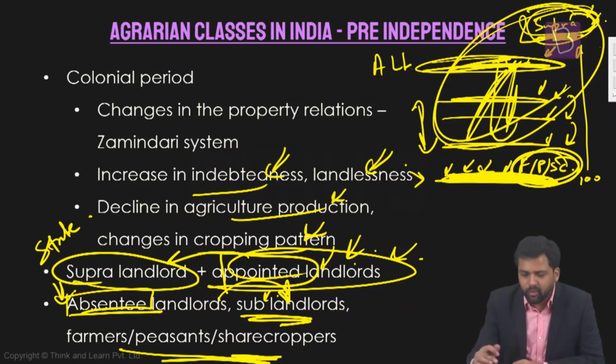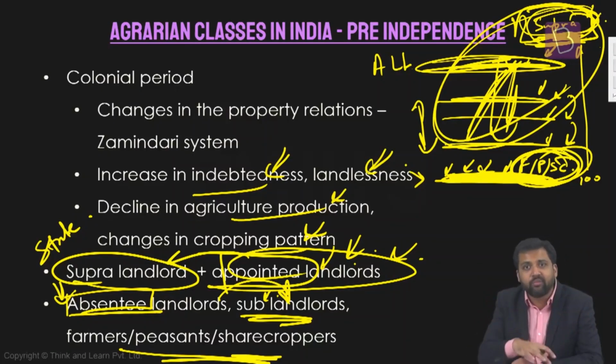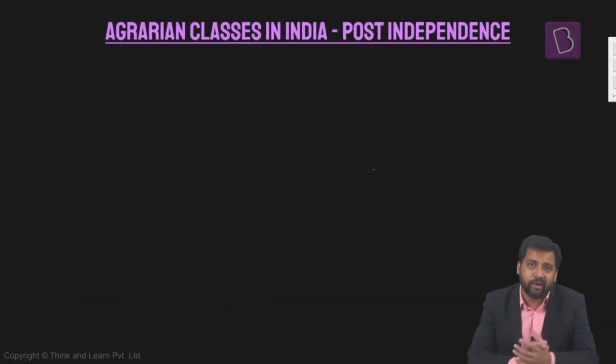So if there are more people in between, all of them will take their cut, which implies that people at the bottom will get even less because the final revenue that should reach the top is fixed. It is permanently settled. So this kind of structure is developing now, the class structure. Absentee landlords, sub-landlords, and you have the farmers, sharecroppers, peasants at the bottom. This was the situation before independence, during the British time.